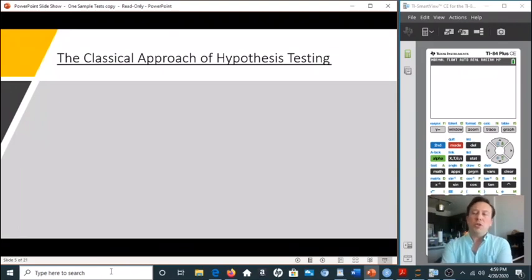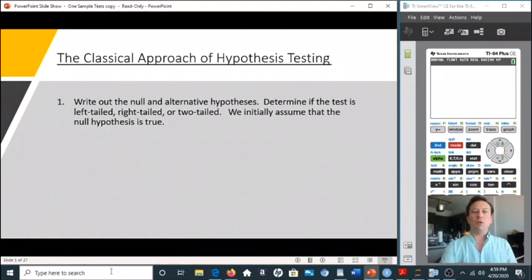Okay, so now we just talked about the goals of hypothesis testing. So now we're going to talk about what are the steps that we take in hypothesis testing. So these 5 steps is what is called the classical approach. So number 1 we did last week when we talked about the introduction to hypothesis testing. We write out our null and alternative hypotheses using the right symbols and the right numbers, and then we label it as a left-tailed, right-tailed, or two-tailed test. And also remember that at this point, we're initially assuming that the null hypothesis or the status quo is true, and then we're going to take our statistics and see if we can still conclude that or not.